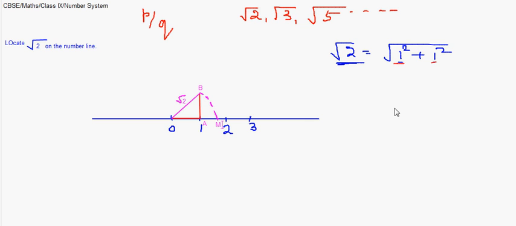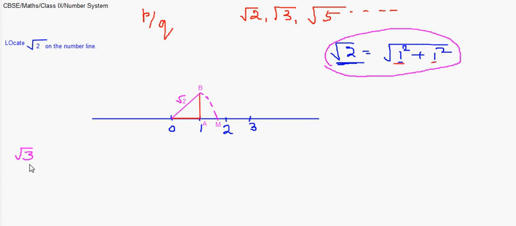That's not much difficult to draw, but the moment you get any irrational number to draw on the number line, you need to first locate which combination, how many units on the right would help you get that irrational number on the number line. Let us try to locate root 3 on the number line.